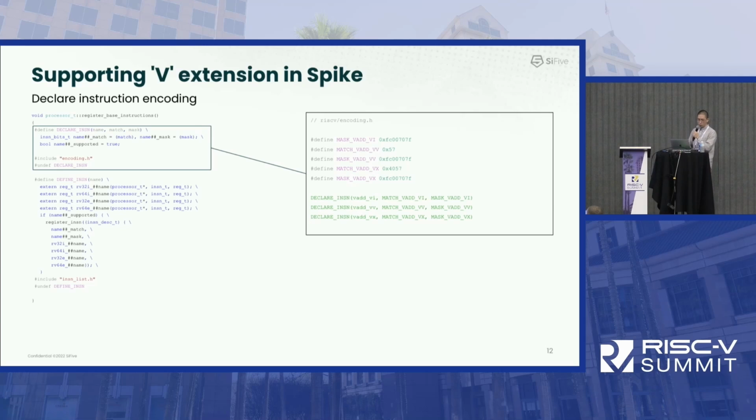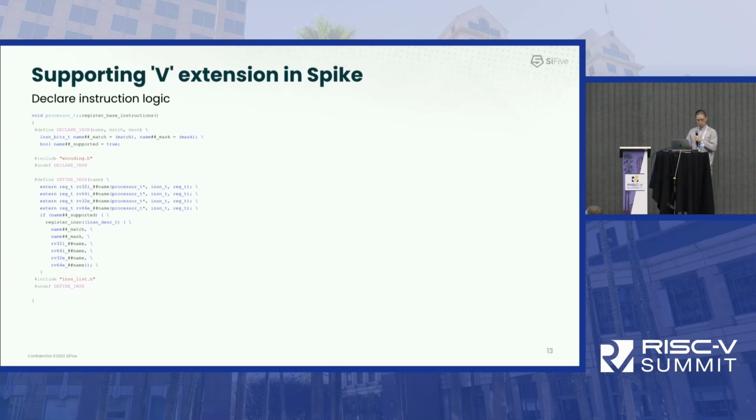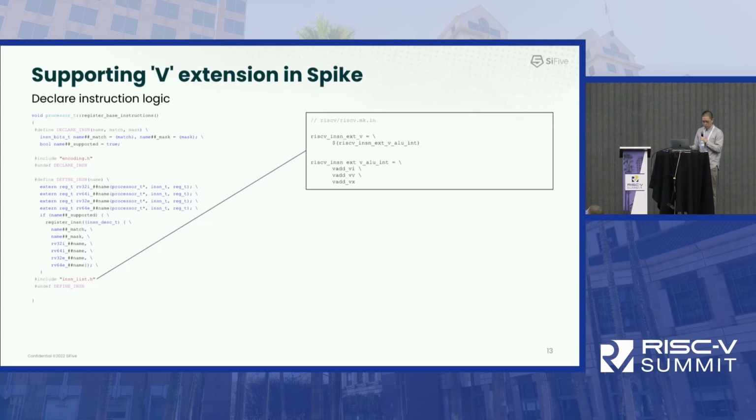As you can see on the right-hand side, they are the encodings of a vector addition with different types of register operands, either masked or unmasked. And in the same function, the computation logics are also hooked into Spike.